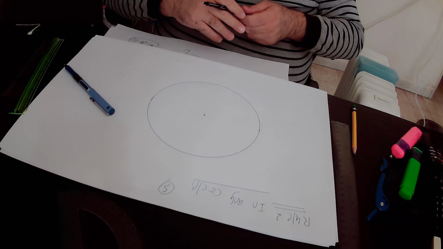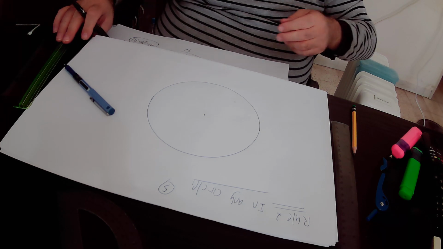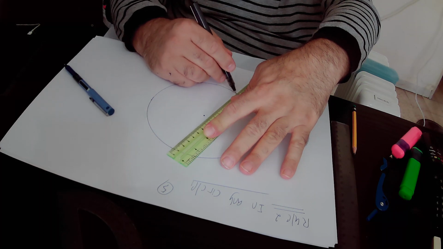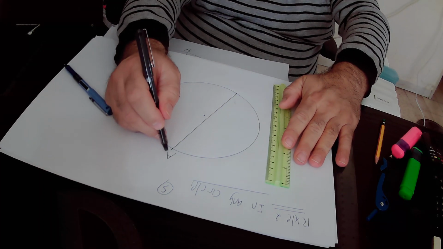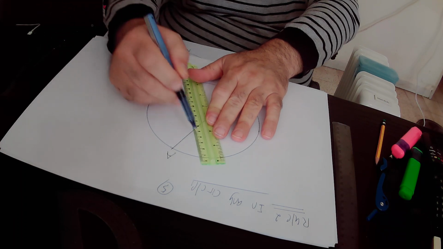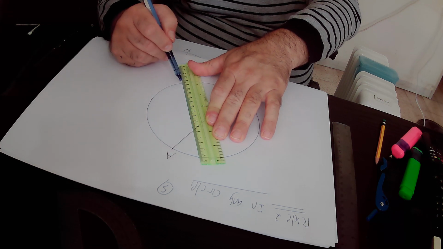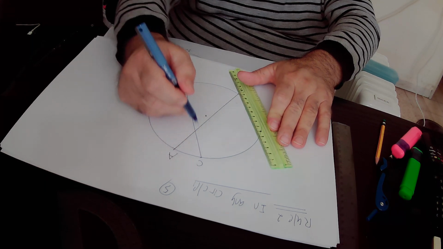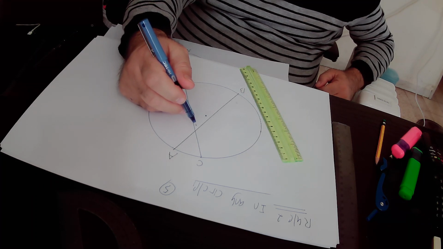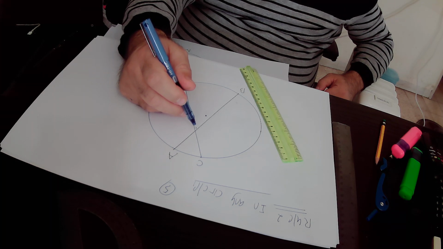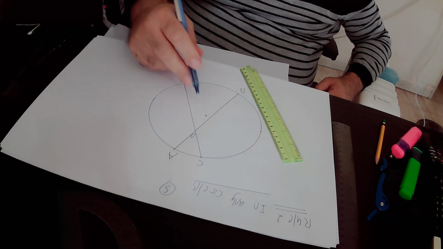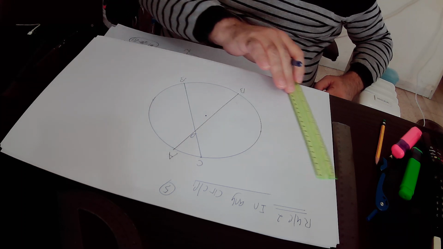If chord AB, this is chord AB inside the circle, intersects with chord CD, this is chord CD, chord CD intersects with chord AB at this point. This is the intersection point. We define the intersection point as point O. So if chord AB intersects with chord CD at point O, I'll write it down.